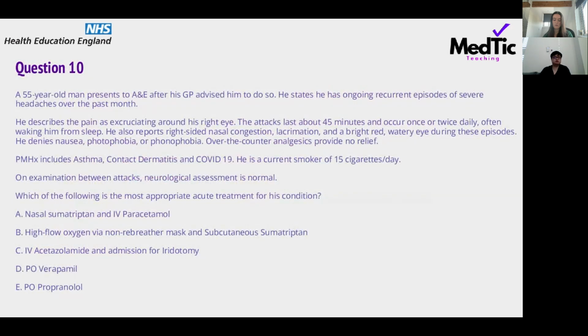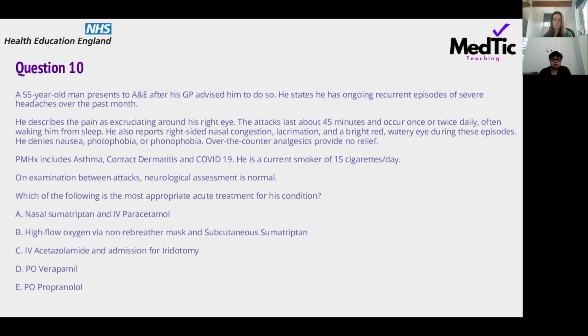And the very final question, we go back to yourself being in A&E, and you see a 55-year-old man presenting to his GP. He states that he has ongoing recurrent episodes of severe headaches over the past month. He describes the pain as excruciating around his right eye, and each attack lasts about 45 minutes, about once or twice a day. It wakes him up from sleep as well. He reports right-sided nasal congestion, lacrimation, and red, watery eyes during these episodes on the right eye.